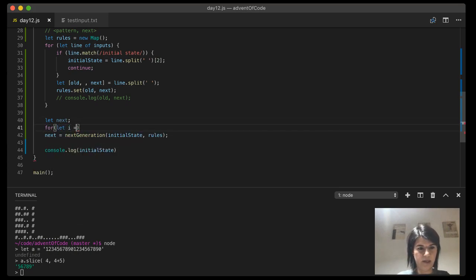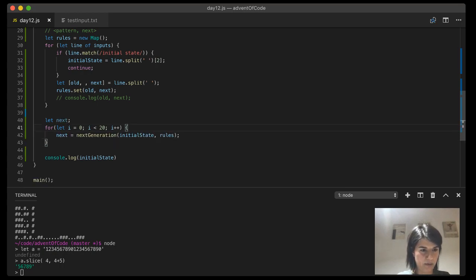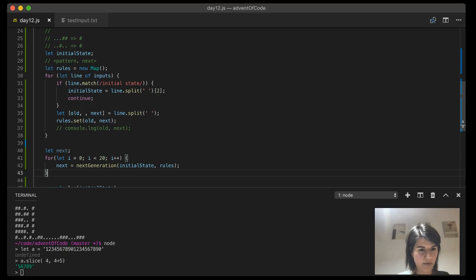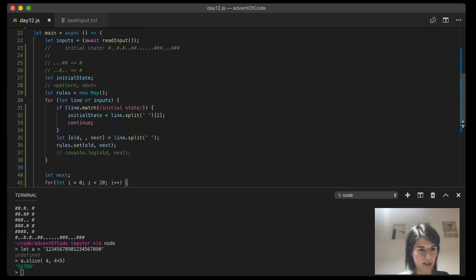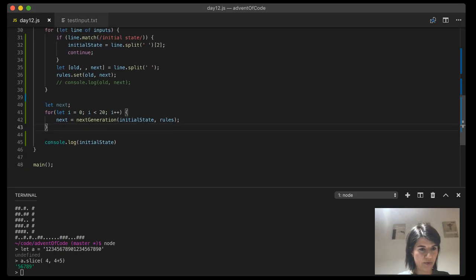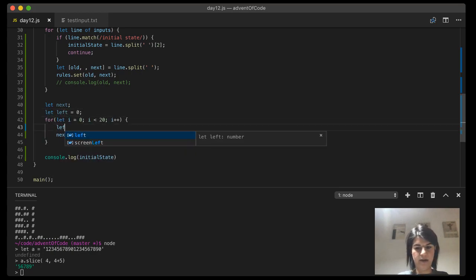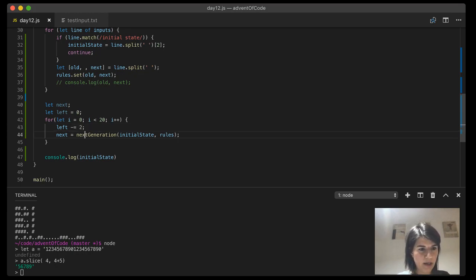For let i equals 0, i less than 20. We're just doing 20 generations, right? Okay, so we do this, and then the processing here is let left equals 0. After the first round, left is 2 more to the left.